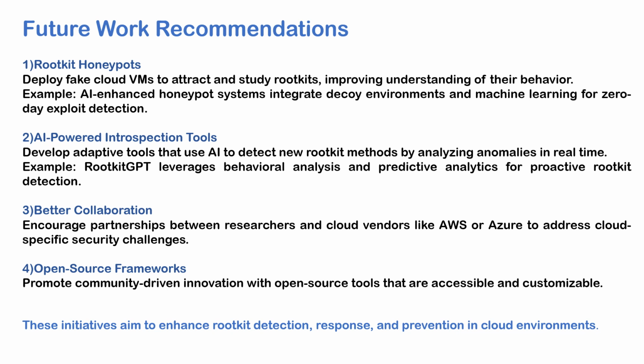Second, AI-powered introspection tools like the concept of RootkitGPT can monitor system behavior and use predictive analysis to detect anomalies in real time, even when traditional tools fail. Third, better collaboration is crucial. By encouraging partnership between researchers and major cloud providers like AWS or Azure, we can combine academic knowledge with real-time infrastructure insight. Finally, promoting open source frameworks will allow the security community to innovate together, building customizable, transparent tools that adapt quickly to new threats.